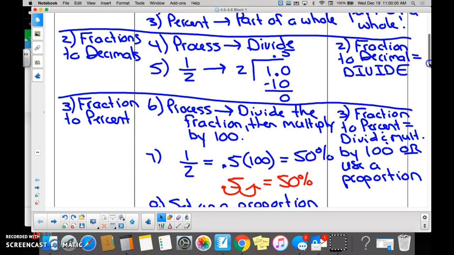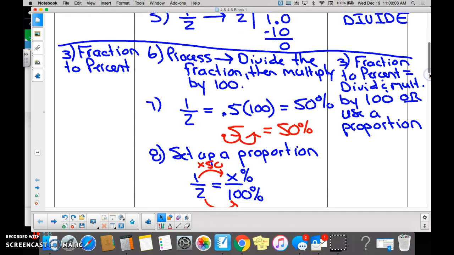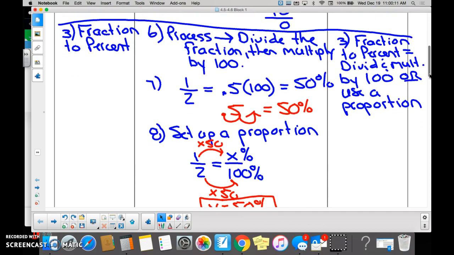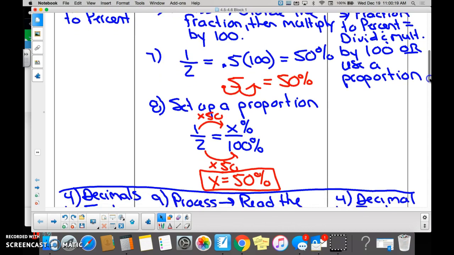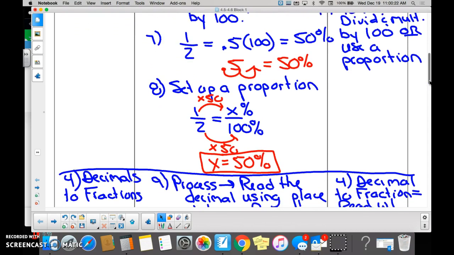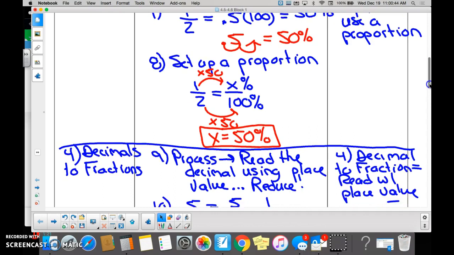Done. To go from a fraction to a percent, the first thing the process says is divide, but then you take that decimal and multiply by 100. The reason you can do that is because of number 8 here. If you set up a proportion, the reason you're multiplying by 100 is because we are trying to keep our ratio of 1/2 the same. To get from 2 to 100, you're multiplying by 50. To get from 1 to x, you're multiplying by 50, which is still going to be that number out of 100. So both options work perfectly well. Obviously, number 7 is much faster.